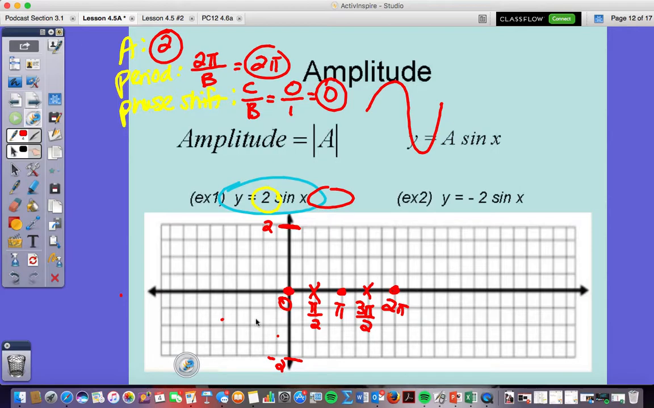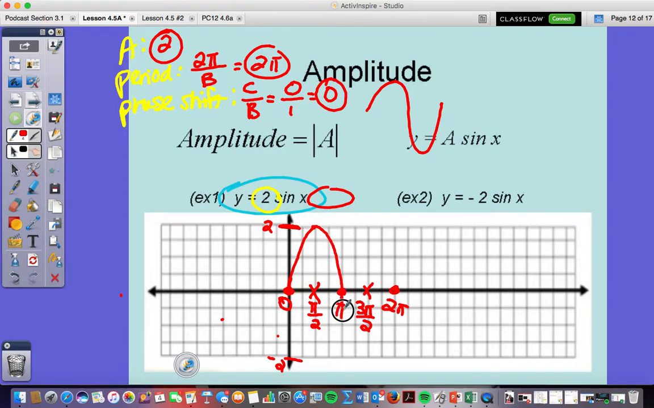Cool. So I start here, and I go up. Where do I hit the highest point? 2. What about on the x-axis? Pi over 2. So I'm going to hit the top at 2 and pi over 2 where they intersect. Where will it come down? Pi. What will happen now?